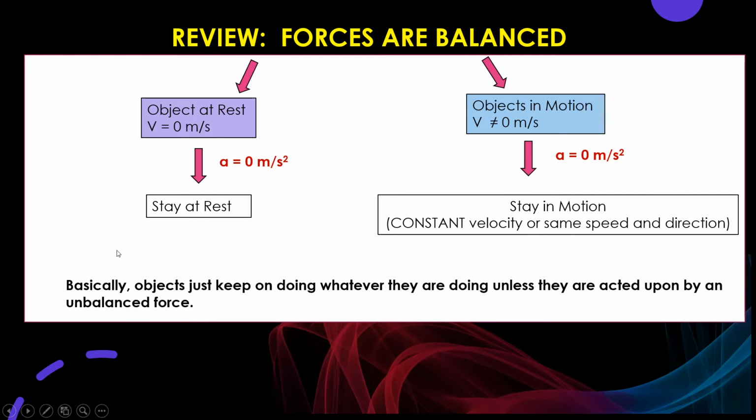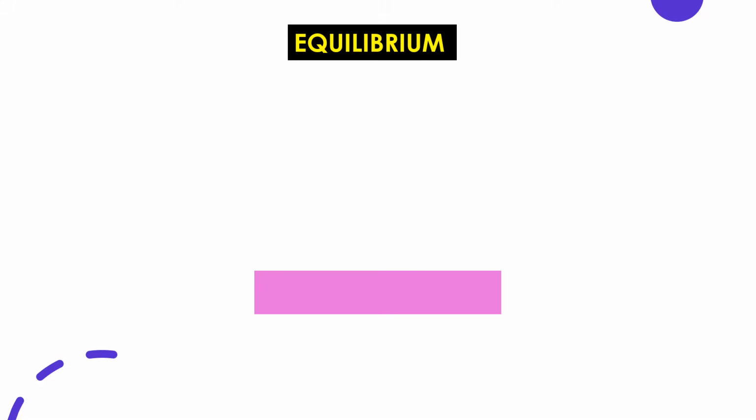Okay, so basically objects just keep on doing whatever they are doing unless they are acted upon by an unbalanced force. So maknanya kalau objek tu tidak bergerak, dia stay at rest, so a is equal to 0, balanced. Ataupun the object yang sedang bergerak with a constant velocity, dia akan keep on moving with a constant velocity. That's why the acceleration is equal to 0.